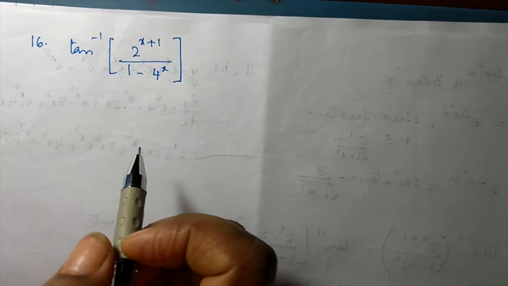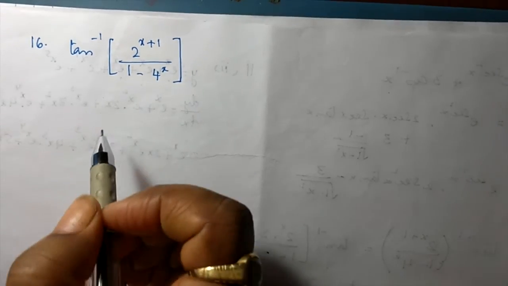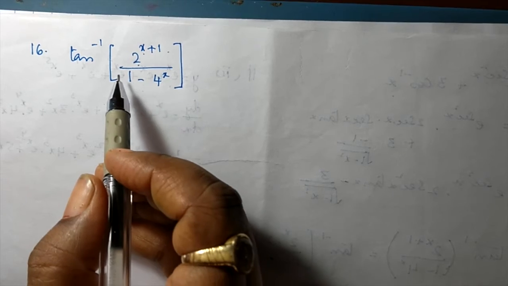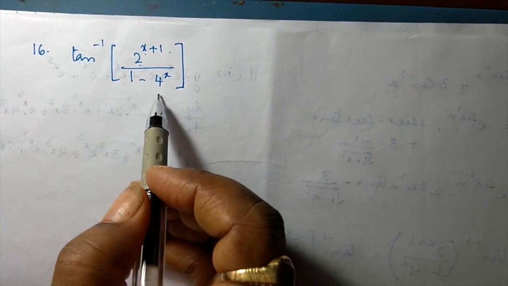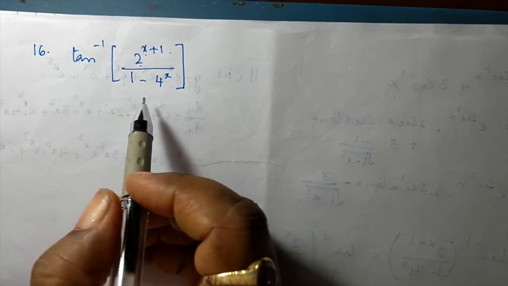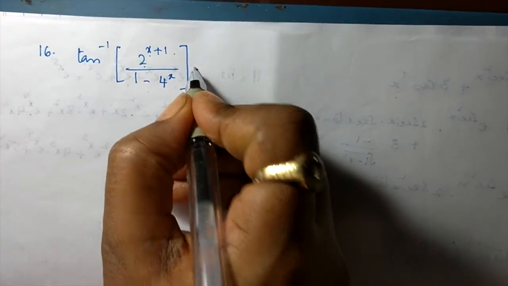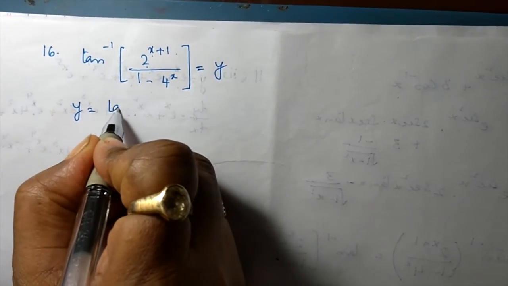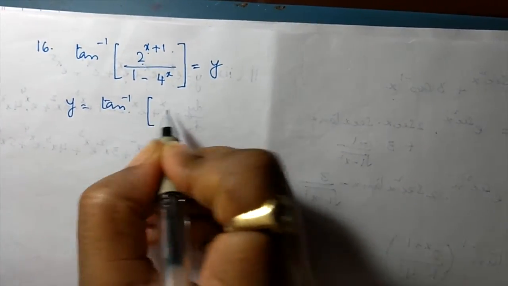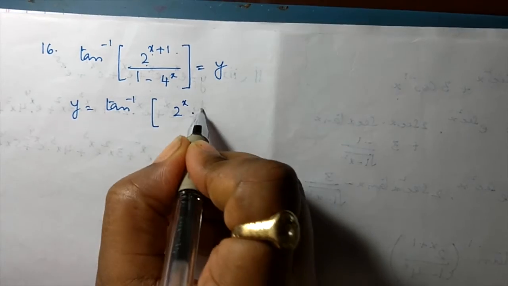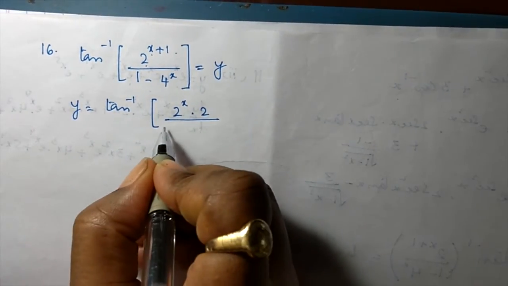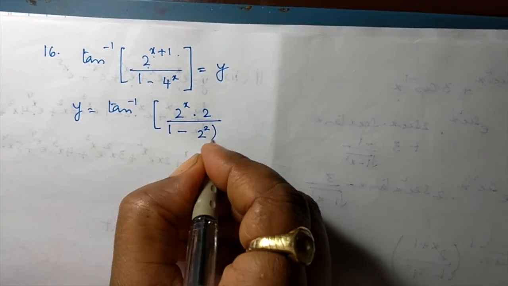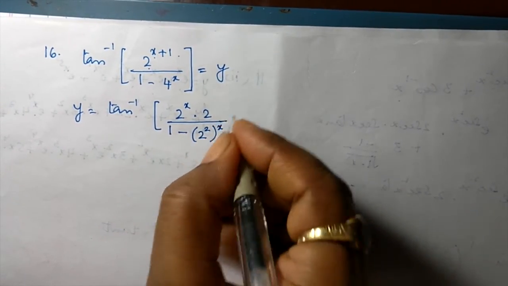Next question which I am going to do is question number 16, which says differentiate tan inverse of 2 to the power of x plus 1 upon 1 minus 4 to the power of x. Now in this one I am just going to change the form. First give it a name, y is equal to tan inverse of 2 to the power of x times 2, I am using my indices, 1 minus 2 to the power of 2 to the power of x. I am writing it like this.